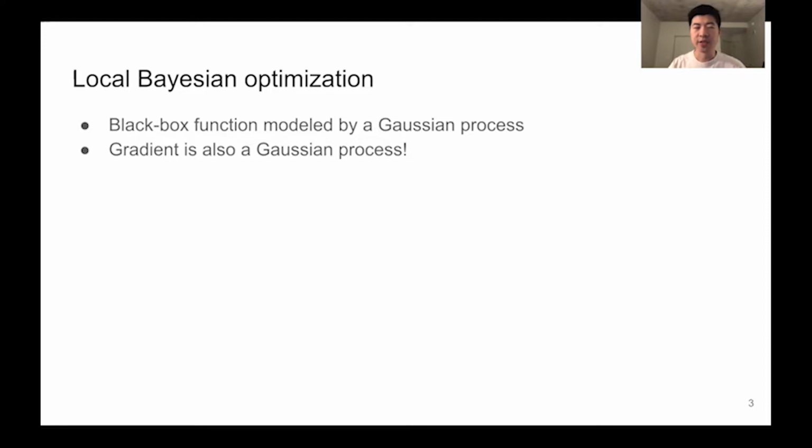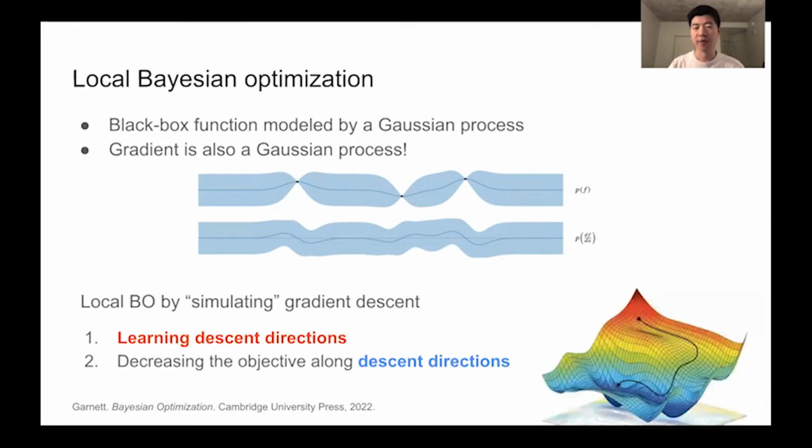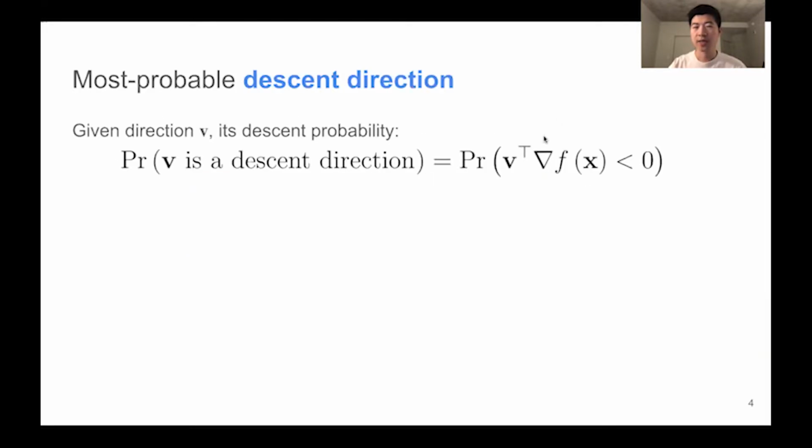In Bayesian optimization, the black box function is typically modeled by a Gaussian process. A nice property of Gaussian process is that the gradient is also a Gaussian process. Now that we have a model for the gradient, we can essentially do local Bayesian optimization by simulating gradient descent. So naturally, our algorithm has the following two components: learning descent directions and decreasing the objective along descent directions. Next, I'm going to show you how to pick the descent directions.